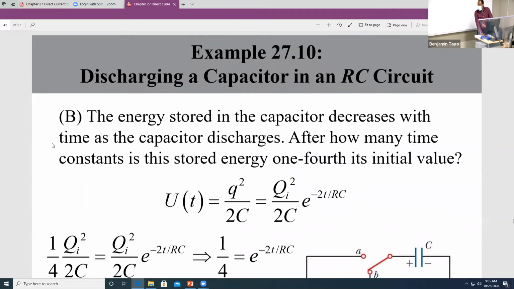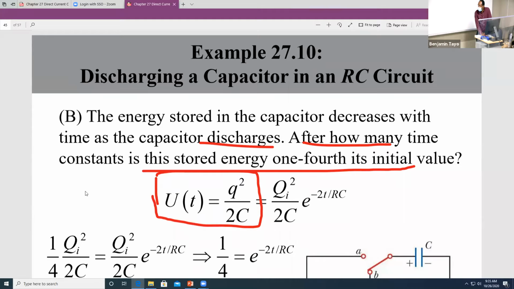Now the energy stored in a capacitor decreases with time as the capacitor discharges. Now, after how many time constants is the energy stored in a capacitor equal to 1/4 of its initial value? Again, if you guys remember this equation here, how to calculate the energy on a capacitor.